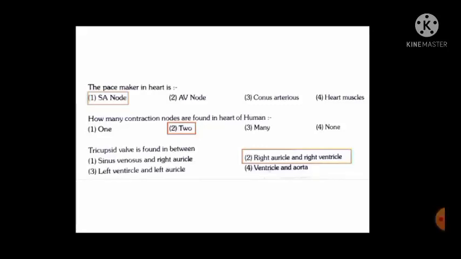Today we are discussing MCQs of the human heart. In this series, this is our third lecture of MCQs which are important for NEET.